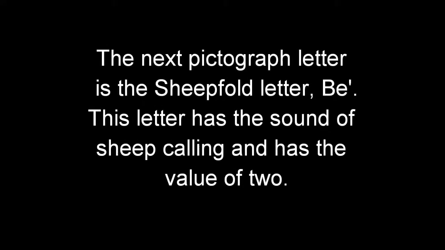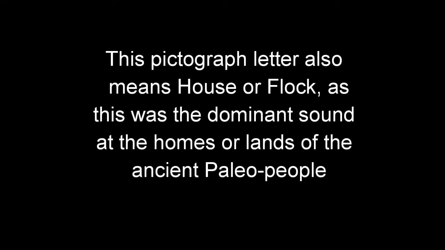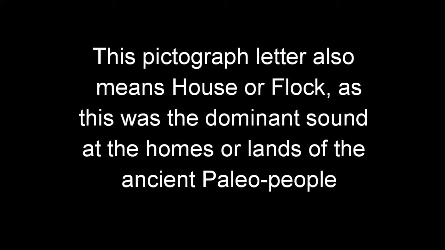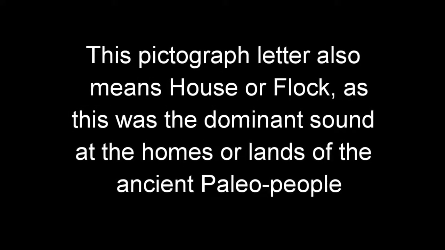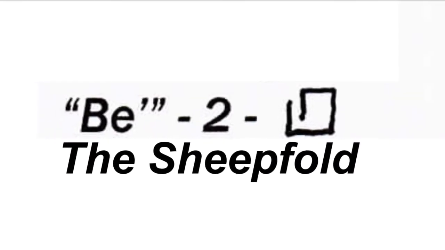The next pictograph letter is the sheepfold letter, B. This letter has the sound of sheep calling and has the value of 2. This pictograph letter also means house, or flock, as this was the dominant sound at the homes or lands of the ancient Paleo people. Here is a picture of the B, sheepfold pictograph, and its numeric value and sound.